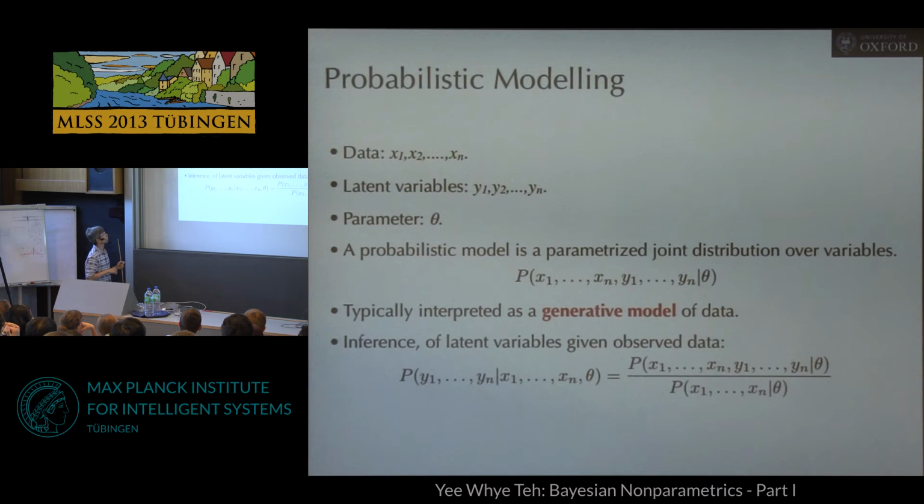And maybe we have a certain set of parameters, theta, okay? And a probabilistic model is basically a parameterized joint distribution over the variables that we're interested in.